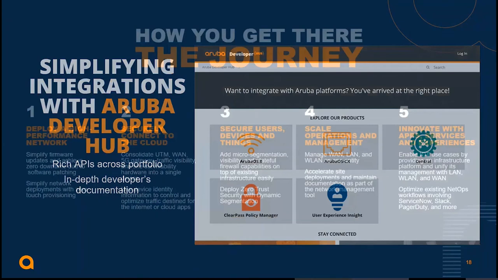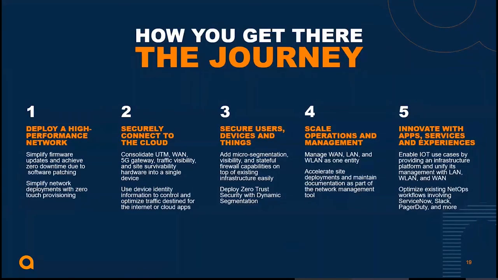Okay, so how can we help you get there on that journey? First, we will establish the connectivity layer. We will deploy a high performance network, starting from wireless. You can start looking into Aruba AX, which can give you much higher bandwidth and throughput for your wireless requirements. For the switching side, like I mentioned, our Aruba CX supports live upgrade and zero downtime capability.